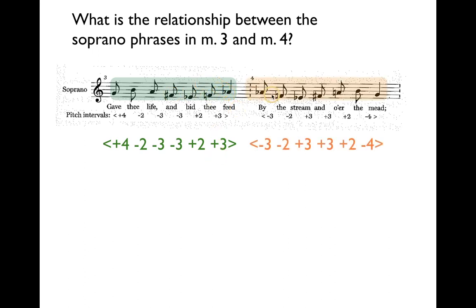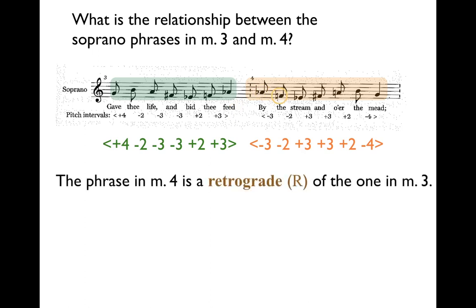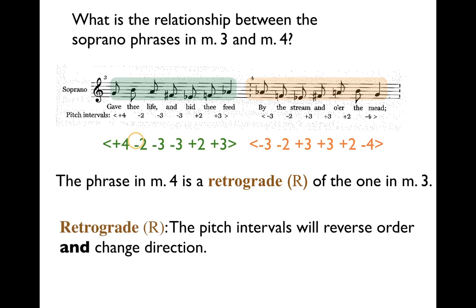And in this case, we have the inversion of that, the retrograde of that. The phrase in measure 4 is a retrograde of the one in measure 3. We have an interval pattern that is a backwards rendering of the original one, and also the pitch intervals will reverse order and change direction in a retrograde.